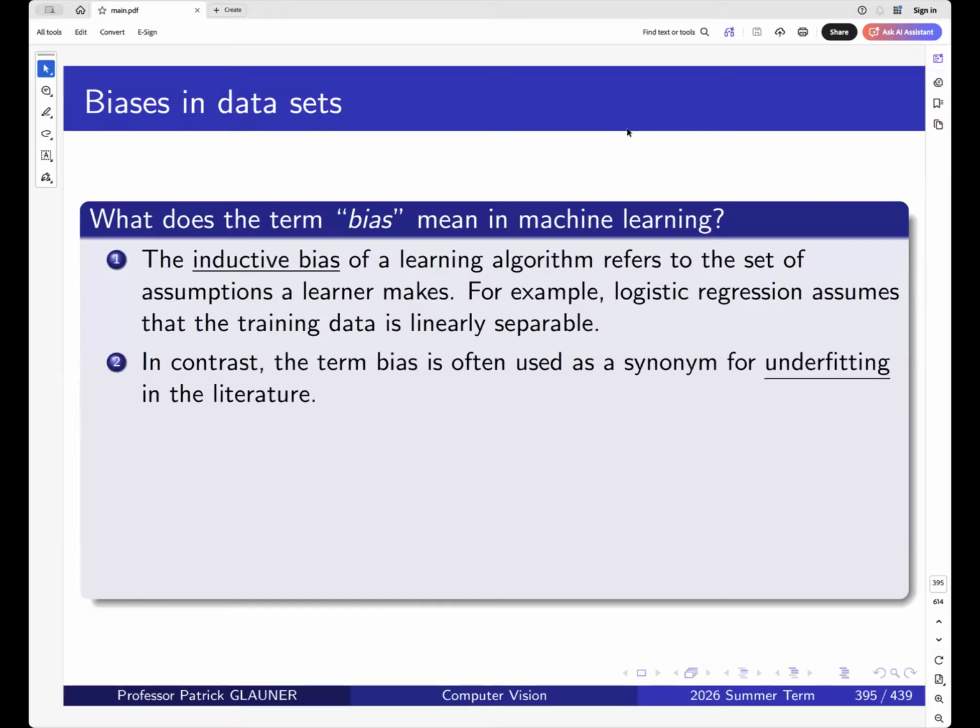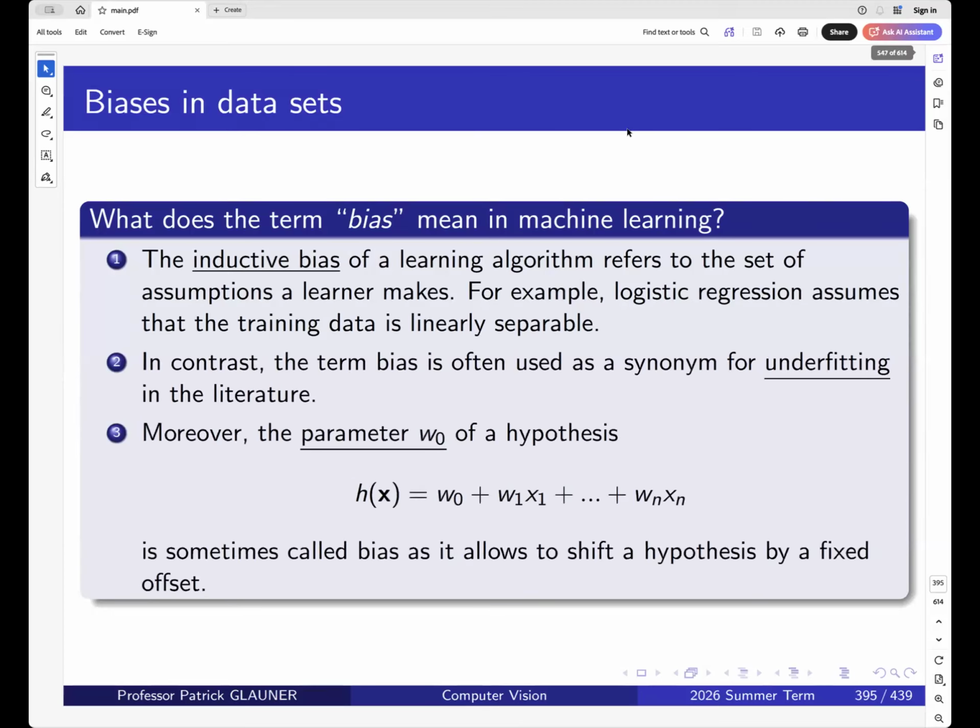Then sometimes in the literature, the term bias is also used to describe underfitting, when you have this bias-variance trade-off. Bias often means underfitting and variance means overfitting. So again, something totally different.